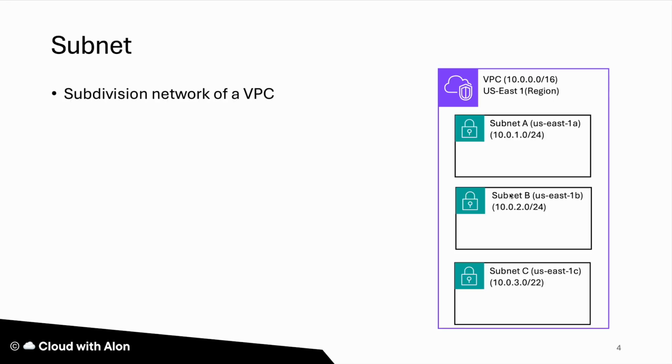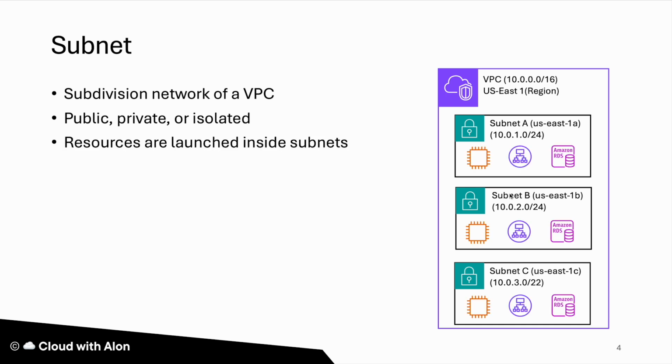Subnet is a subdivision network of VPC. Think of it as a smaller separate network inside a large VPC. Subnet can be public, private, or isolated. We will go into more details about this on the next slide. Any network-related resources in AWS like EC2, load balancer, or RDS are launched inside Subnet. Subnets are created within an availability zone, for example US East 1A, 1B, or 1C.